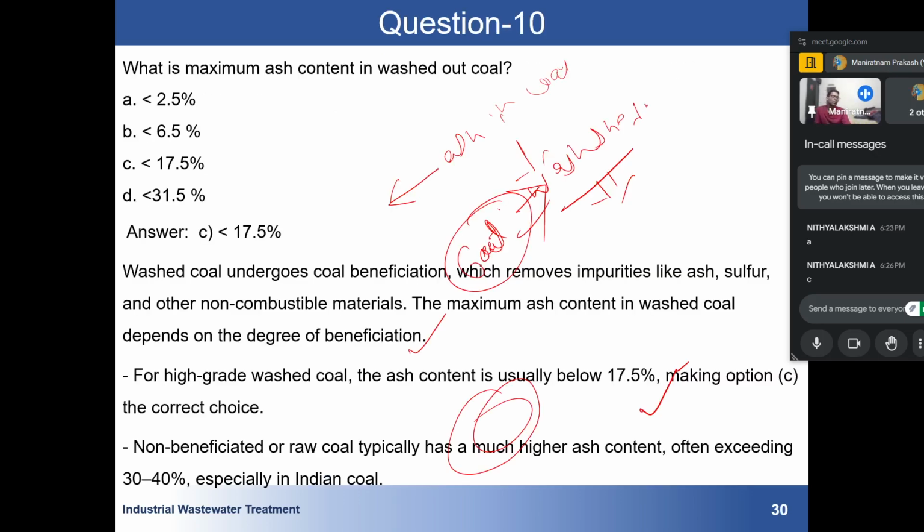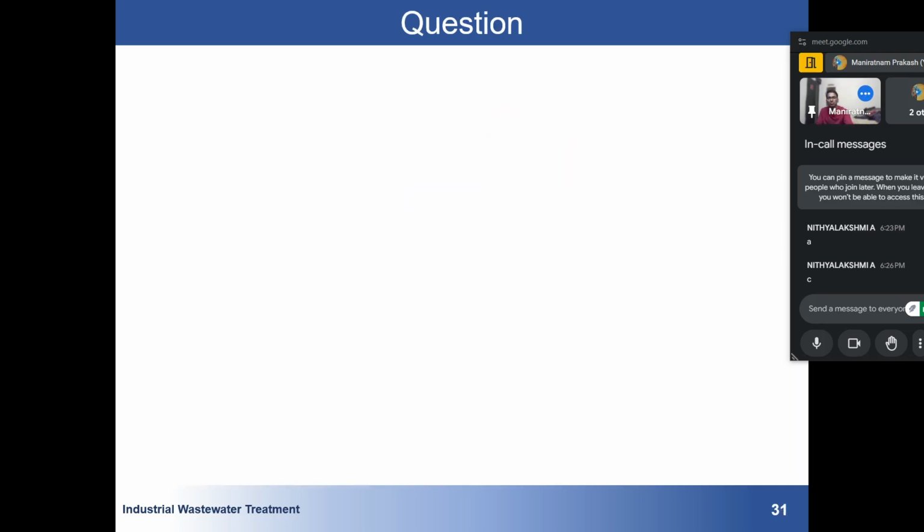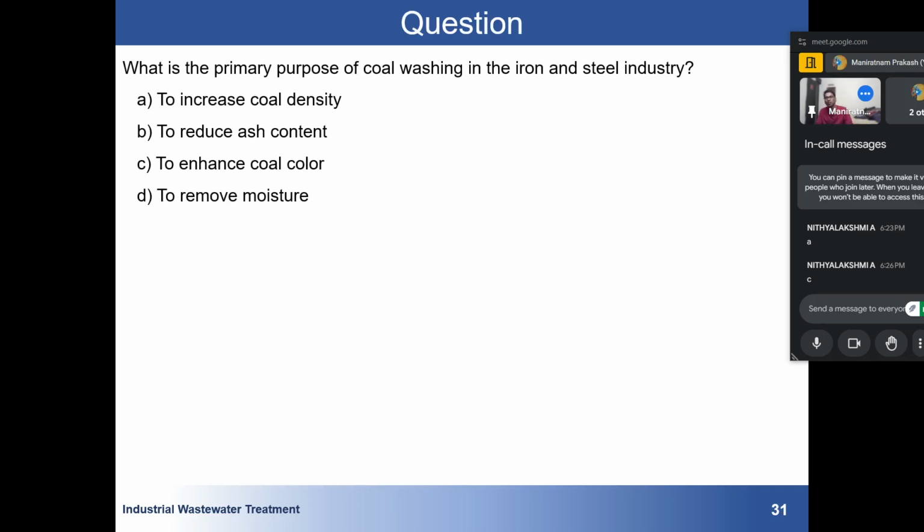Till now, anyone have any doubt? Anyone have any doubt? Then, if not, answer this question.